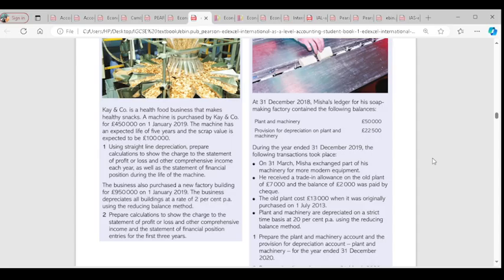On the 31st of March 2019, Michel exchanged part of his machinery for more modern equipment. That is trading. He received a trading allowance on the old plant of 7,000, and the balance of 2,000 was paid by cheque. The old plant cost 13,000 when it was originally purchased. That's the cost of the old asset. The depreciation is at 20% per annum using the reducing balance method.